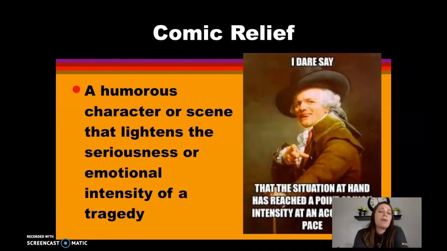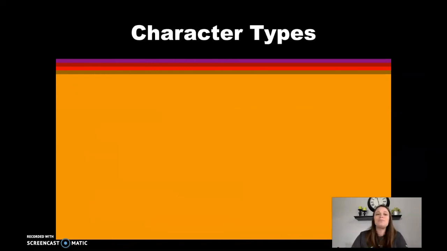Next one you should know is comic relief. That is a humorous character or scene that lightens the seriousness or emotional intensity of a tragedy. If a playwright were just to write tragedy for the entire time and it's all downhill and all downer stuff, the audience might start to disconnect, right? They might go, oh gosh, this is a bummer. They might not necessarily enjoy the play. And so comic relief is really, really important. It actually helps the reader stay engaged with the tragedy, ironically.